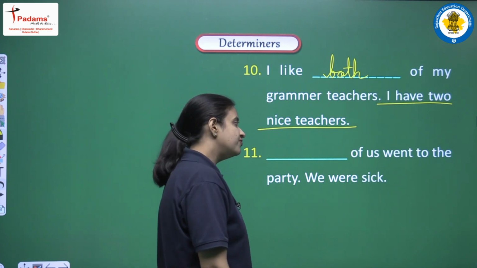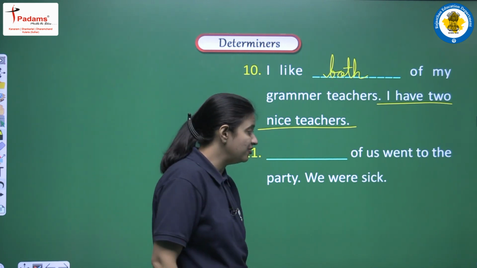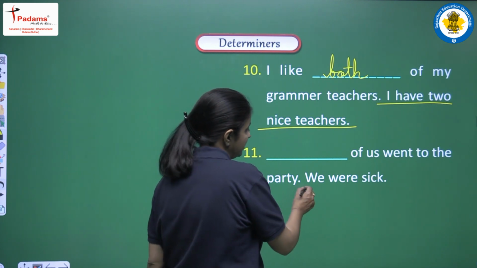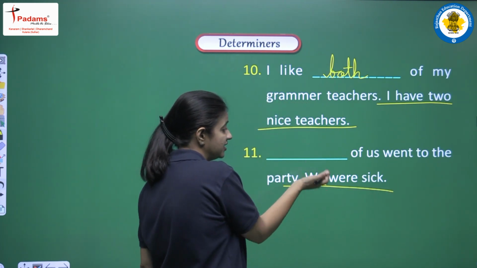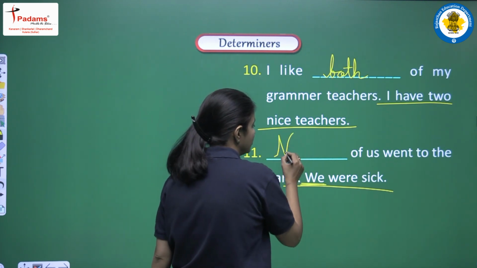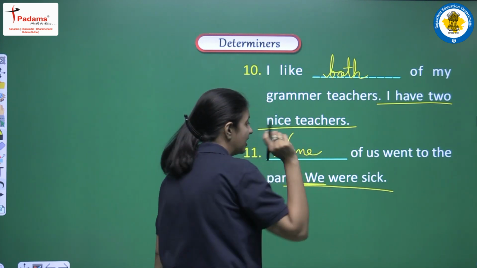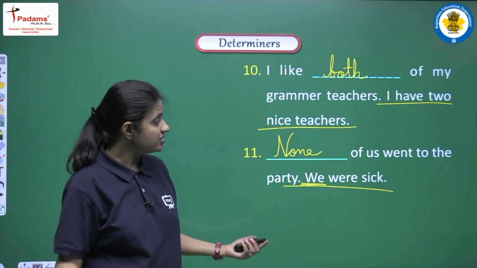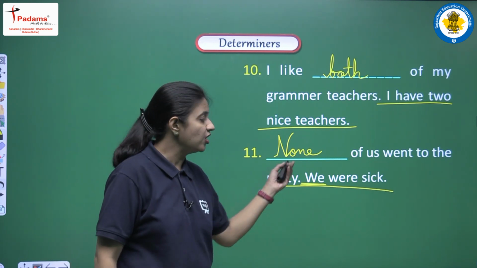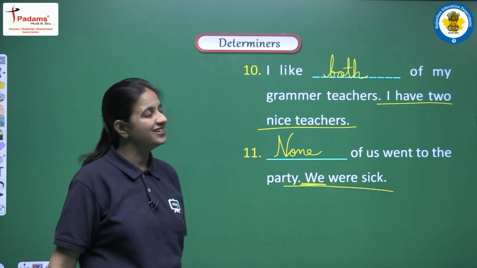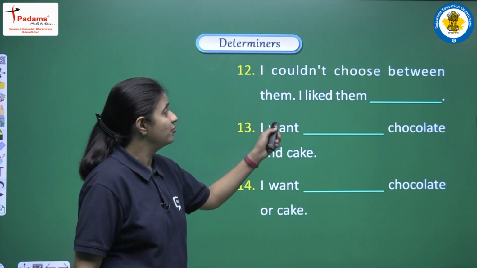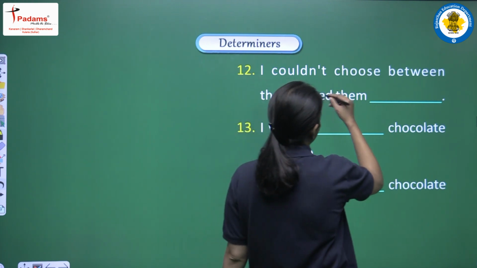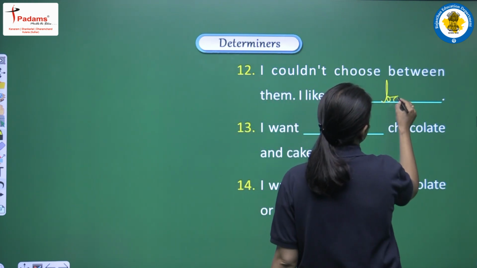Next is, of us went to the party, we were sick. So here we are saying that we were sick, and we don't know how many people are here in this group we. So here our answer will be none. And the sentence will be, none of us went to the party. Why? Because we were sick, right? Next is, I couldn't choose between them. Why? Because I liked them both.